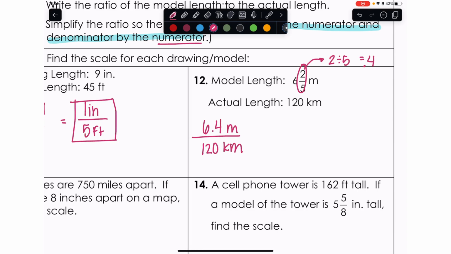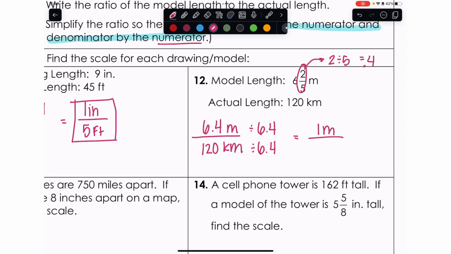And again, my goal is to just get a numerator of 1. I want to know how much 1 meter corresponds with in kilometers. So what do I need to divide by to get the numerator to 1? What is my numerator? That's 6.4. So I have to divide by 6.4. Whatever your top number is, that's what you divide both the top and the bottom by. We're reducing it. Okay, so 6.4 divided by 6.4 gives me 1.